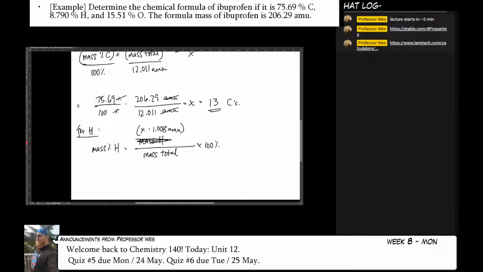And I've given you all of the numbers to fill in the blanks. So you know what this is, and you know what this is. So solve for X. I'm going to have you do that for oxygen too. And what I want you to tell me is how many H's are there, and how many O's are there, and what's the formula. And once you've done that, we'll go over the answer together. Okay? So give this a try. We'll go over the answer in about 4 or 5 minutes.